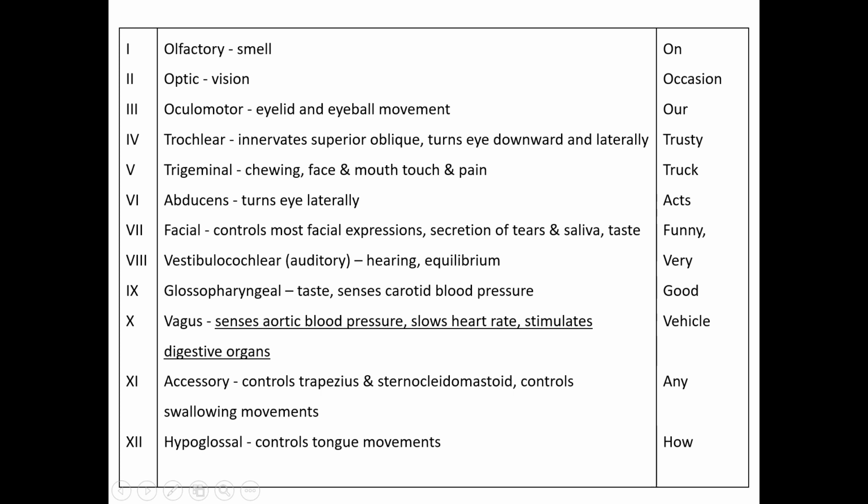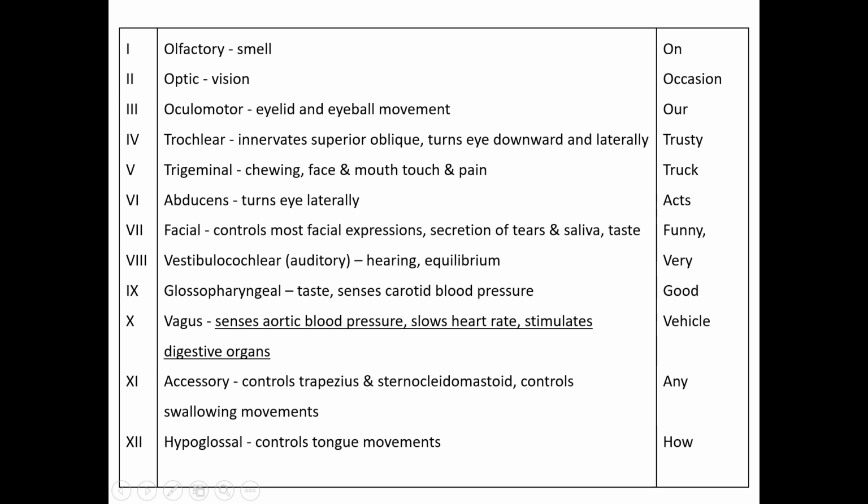Trochlear, number 4, innervates one of the eye muscles and also helps to turn our eye downward and laterally to the side. Trigeminal, responsible for chewing and feelings of touch and pain in the face and mouth. Abducens, number 6, turns our eyes laterally. Facial, number 7, controls most of our facial expression muscles and also secretion of saliva, tears, and sense of taste. Number 8, vestibulocochlear, or also called auditory, is responsible for sense of hearing and balance, equilibrium.